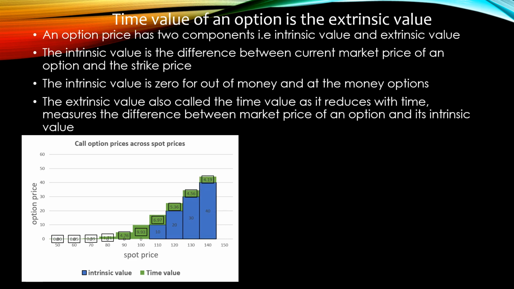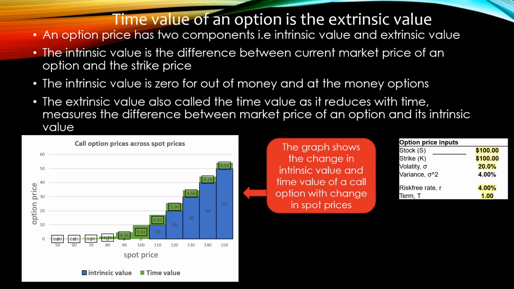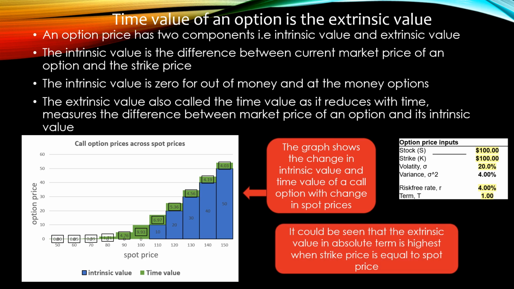The intrinsic value is shown by the blue graphs, and the extrinsic value is shown by the green colored sections. The various details of the options are given in the table adjacent to it. As can be seen, the extrinsic value in absolute terms is highest when the strike price is equal to the spot price, that is at 100.